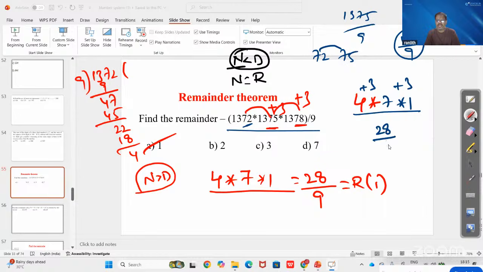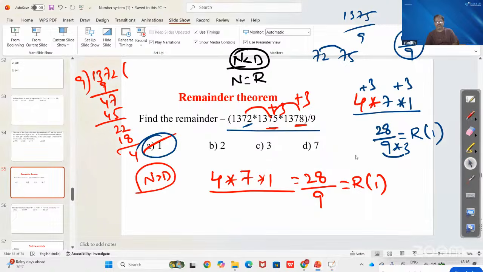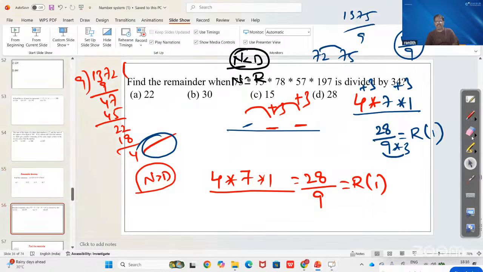Again we need to divide 28 by 9. So it will be cancelled by 3 times. 9 threes are 27. The remainder will be equal to 1. So the answer is 1. Next. Can you please find out this one?